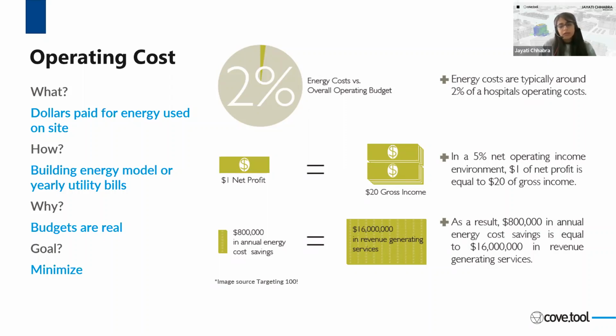The image on the right is from Targeting 100, which I definitely recommend checking out. It's a good source. It shows that every dollar in profit equals $20 of gross income. Conversely, any money saved on energy would be actually 20 times that. That means if you're saving energy money, it can go back into improving maybe patient care in hospitals, which is what matters the most. So the goal is to minimize the operating cost as much as possible, having savings.